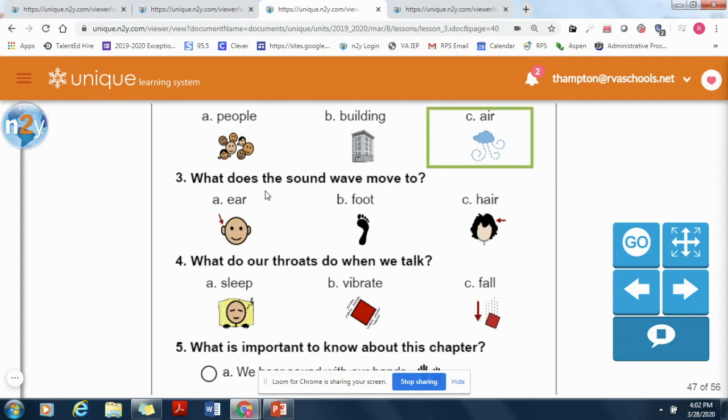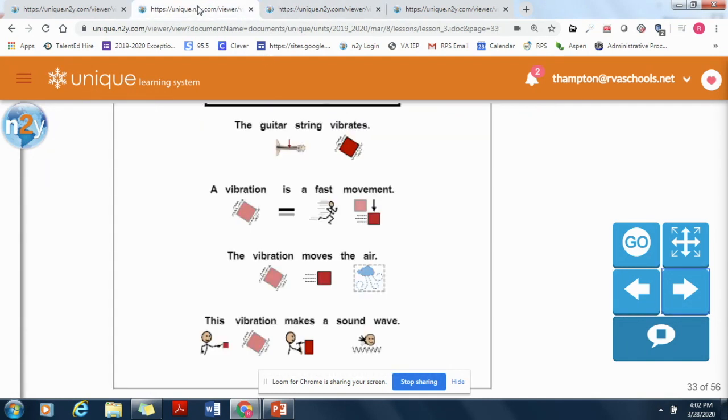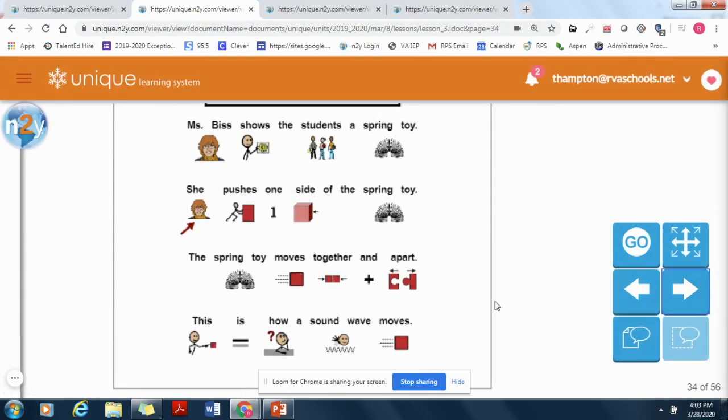All right. What does the sound wave move to? So let's think about that question. What does the sound wave move to? Does it move to the ear? Does it move to your foot? Or does it move to your hair? Remember, we don't guess. We go back in our passage and we get evidence that supports what our answer is.